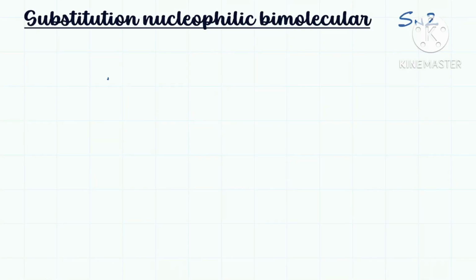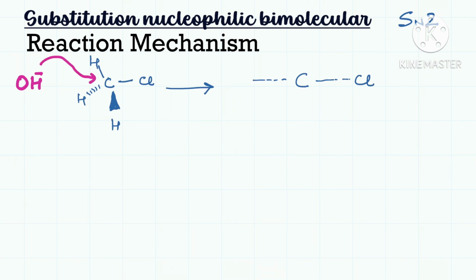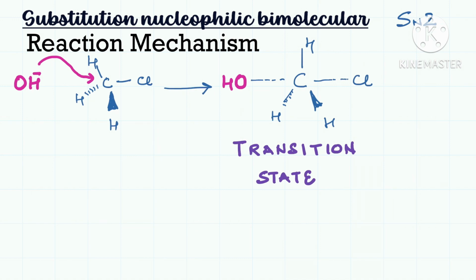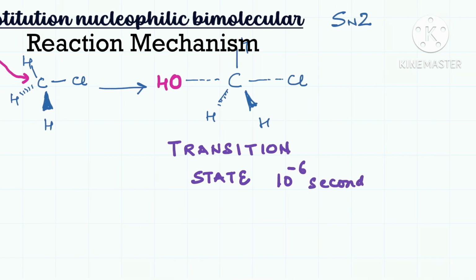Reaction mechanism. Here we have a halide. So this is on the plane, this is away from the observer, this is towards the observer, and we have OH attacking from the back. So this bond weakens. So this is known as the transition state, and it is not a separate step, it only stays for 10⁻⁶ seconds. So the life is very short, and finally it breaks to give us alcohol.